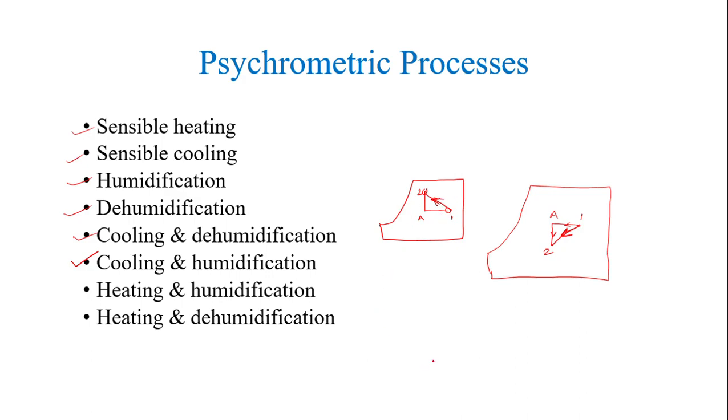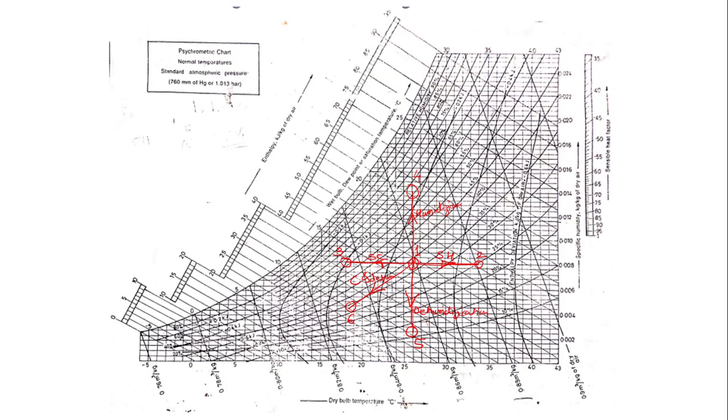If I want to show that on the psychrometric chart, here I'll be having point number 1, and somewhere over here I'll be having the final point. Let's say I'm marking point number 7. This process is nothing but the cooling and humidification.